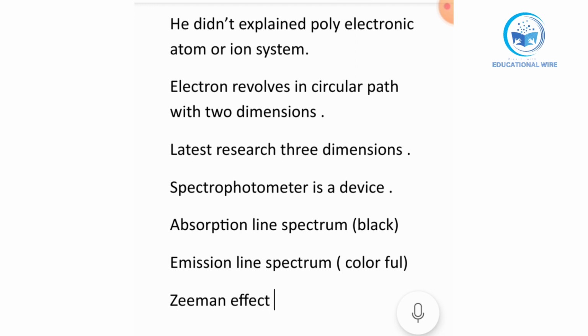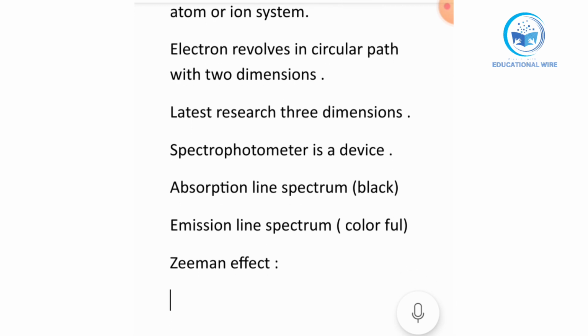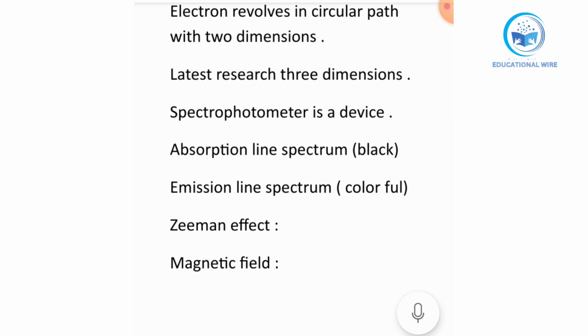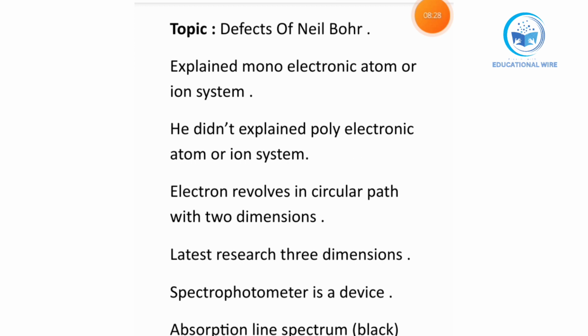What does the Zeeman effect do? He studied more about line spectrum. When he studied it, he passed that line spectrum through a magnetic field. Through which field? A magnetic field. Here is a line spectrum, and this is a south and north pole, you can say a magnetic field.